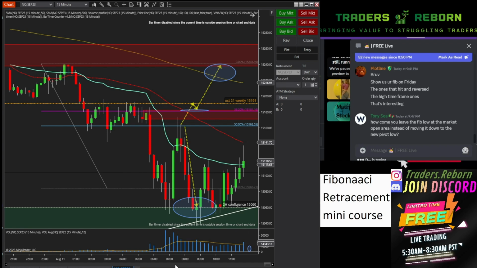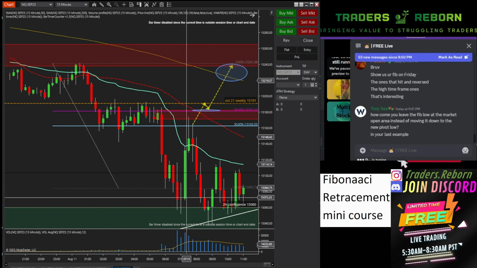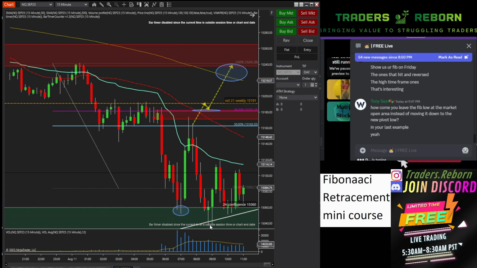How come you leave the fib low at the market open area instead of moving it down to the new pivot low? What do you mean by that, Tony? How come you leave the fib low at the market open? Oh, you're talking about right here? This is where I'm going to circle. Is this what you're talking about? Why is it not here? Or why is it not down here?